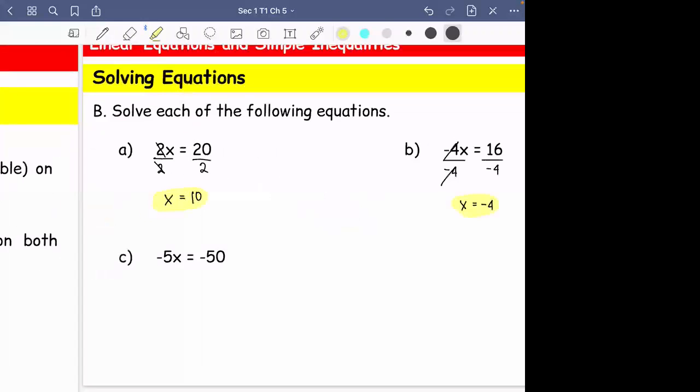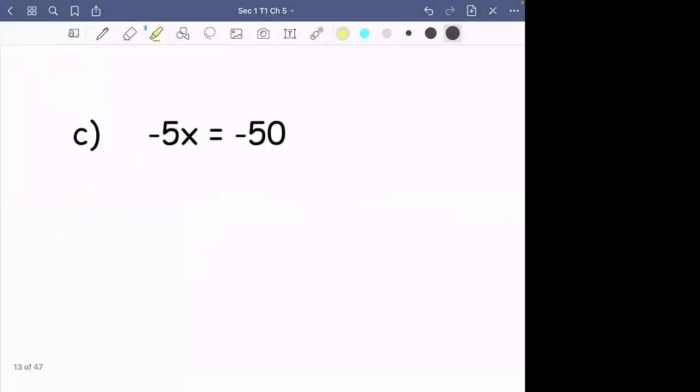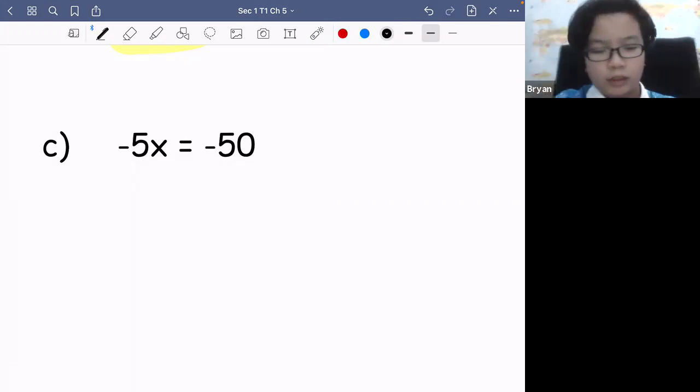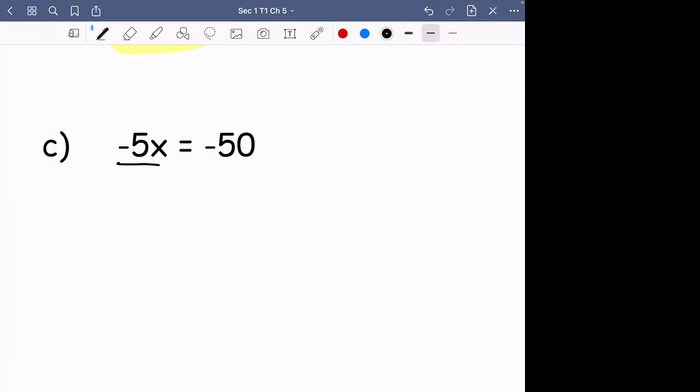One more. Who wants to volunteer for letter C? What's your answer here? How do we solve for x? 10, right? So we need to divide both sides by negative 5. So this is cancelled. So x is equal to negative 50 divided by negative 5, which is 10. That's it.